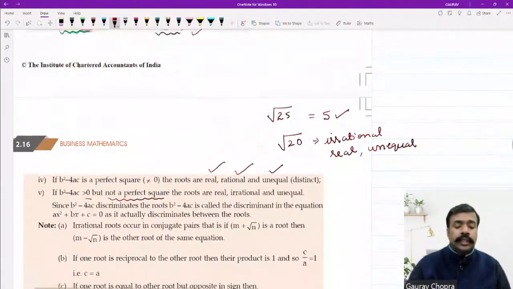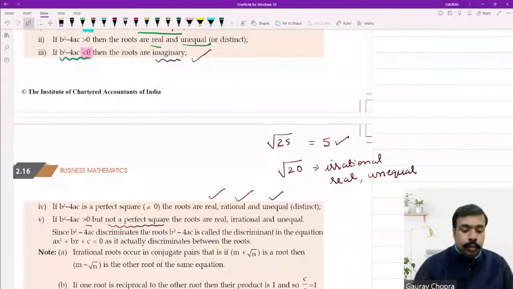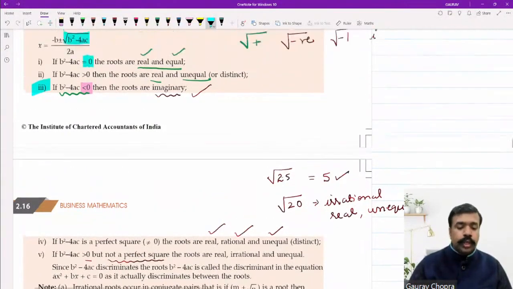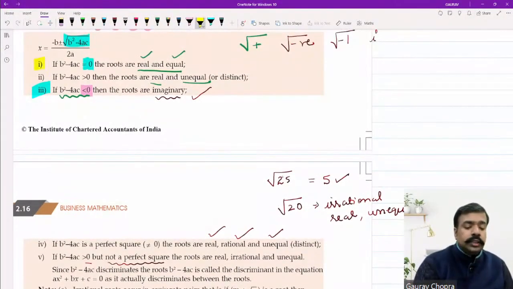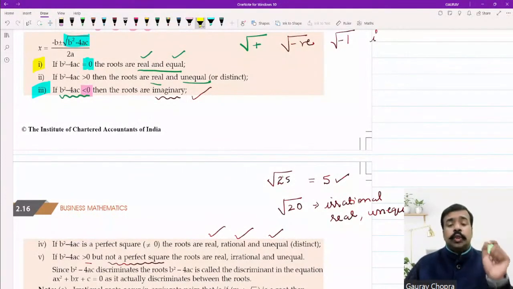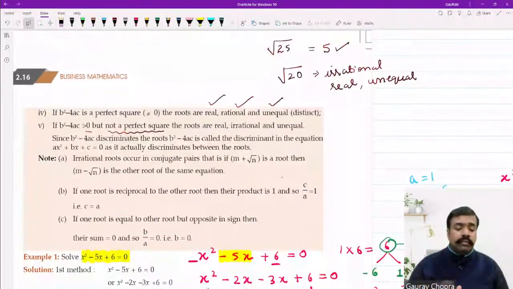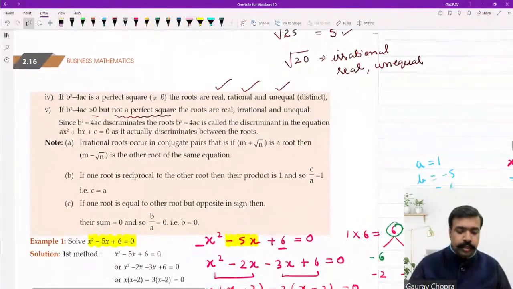So in all the cases, it will be real except the third one, where the value in the root is negative, then it becomes imaginary. Otherwise, in all the cases, roots will be real. Okay. And also in only one case, roots will be equal, when b square minus 4ac is exactly equal to 0. At that point, the roots will be equal. Otherwise, in all 4 cases, the roots will be unequal. All right. So in this way, we can learn this and we can have a proper understanding of how to get the solution.